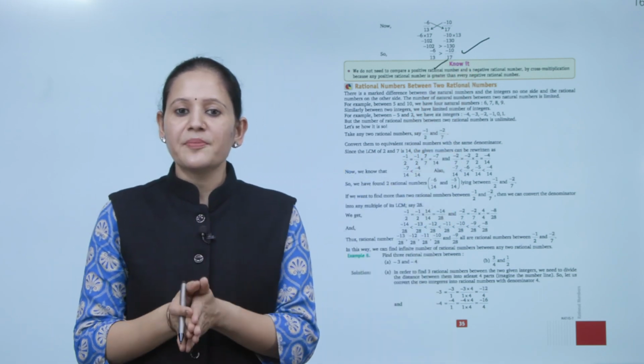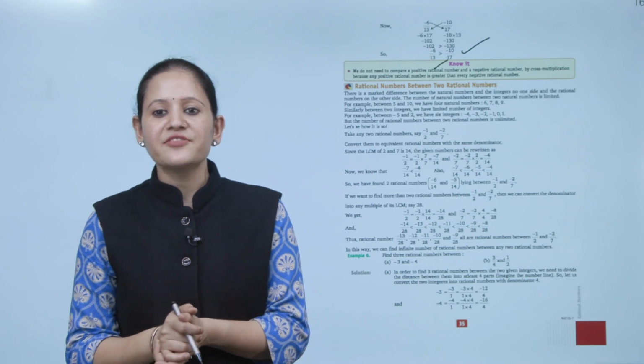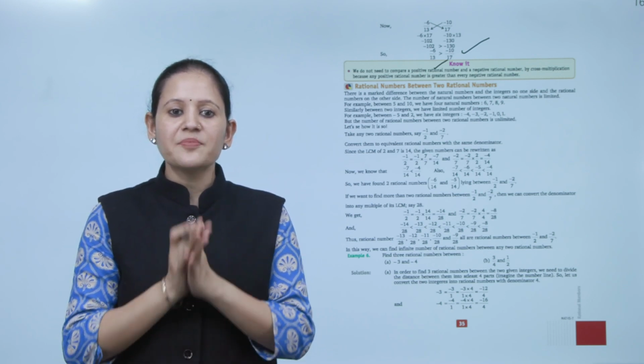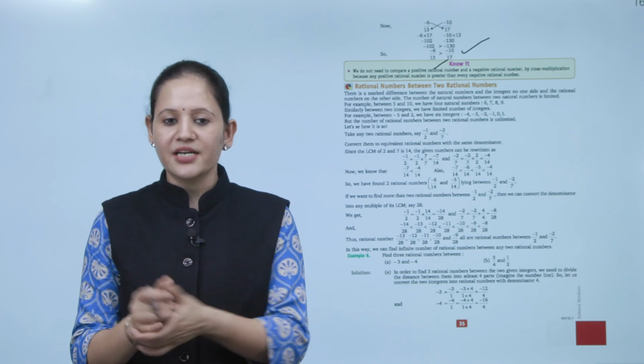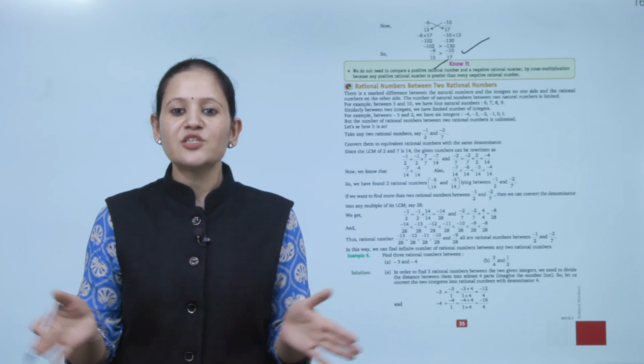Next, know it. We do not need to compare a positive rational number and a negative rational number by cross multiplication, because any positive rational number is greater than every negative rational number. Clear? Next, rational numbers between two rational numbers.